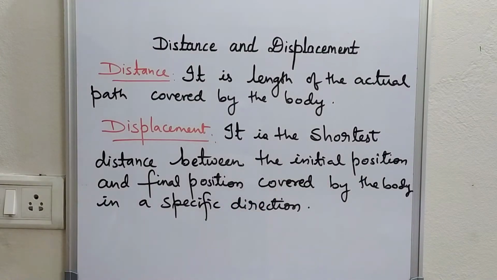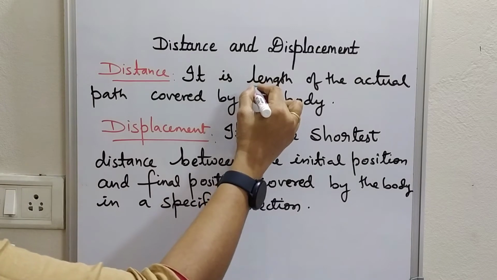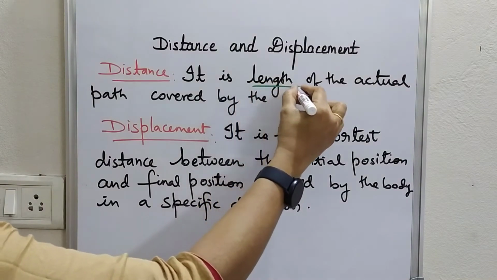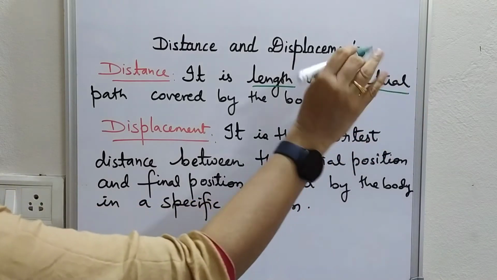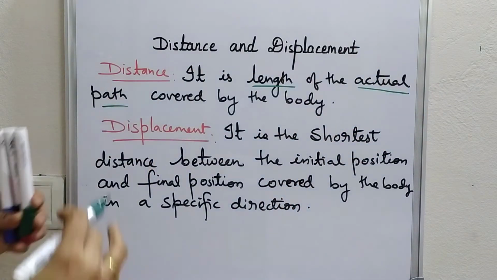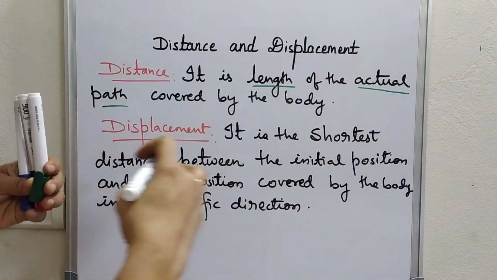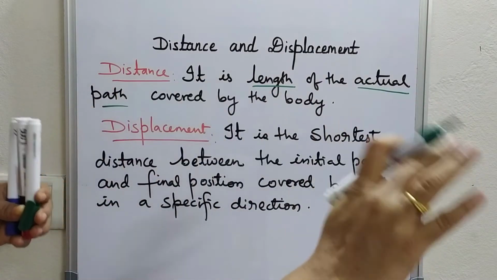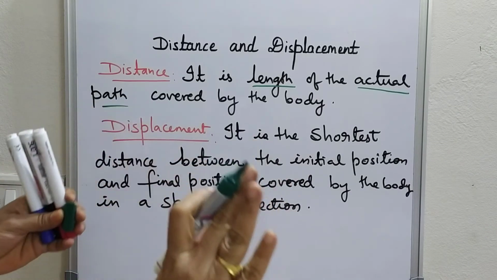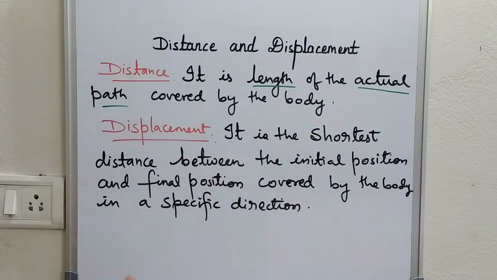So, displacement is direction specific. Friends, remember these definitions. Distance is the total length of the path that is actually traveled by the body. The length of the distance is the total length covered by the body in any direction, so it is not direction specific.